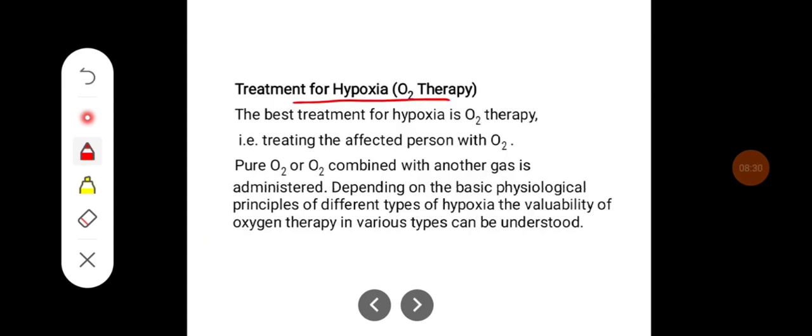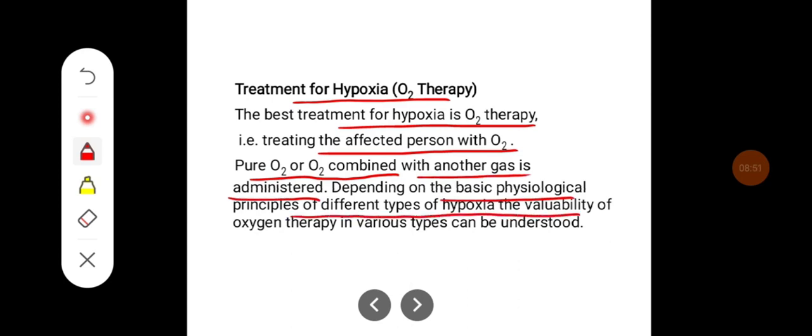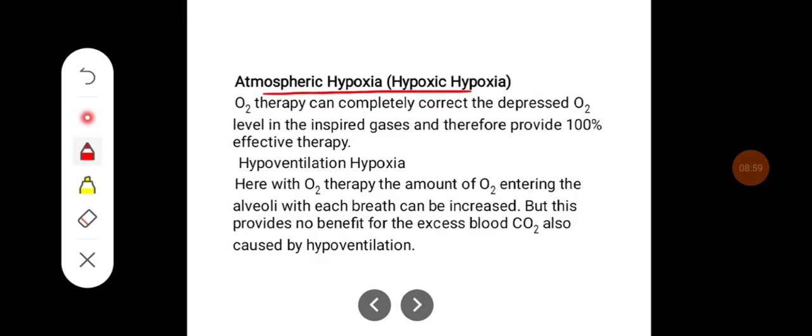Treatment: the important treatment is oxygen therapy. The best treatment for hypoxia is oxygen therapy, that is treating the affected person with oxygen, pure oxygen, or oxygen combined with another gas. Depending on the basic physiological principles of different types of hypoxia, the value of oxygen therapy in various types can be understood. In hypoxic hypoxia, oxygen therapy can completely correct the depressed oxygen level in the inspired gases and therefore provide 100% effective therapy.